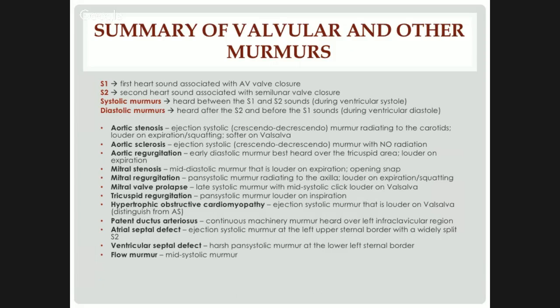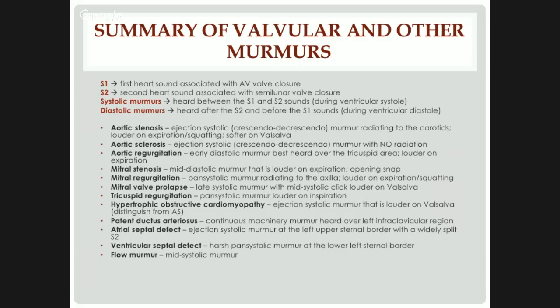The other diastolic murmur you need to know is mitral stenosis, which is mid-diastolic, and it has an opening snap, which is another buzzword. These are all buzzwords that you should know. So if someone says early diastolic murmur, louder on expiration, you should be able to circle aortic regurg and move on. That's the kind of knowledge you should have, at least the buzzwords, by the end of this.